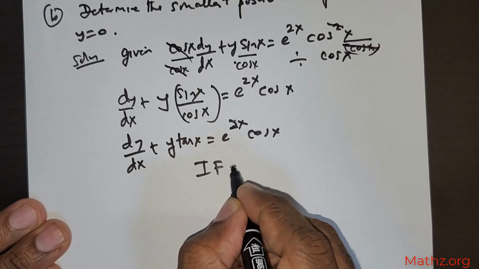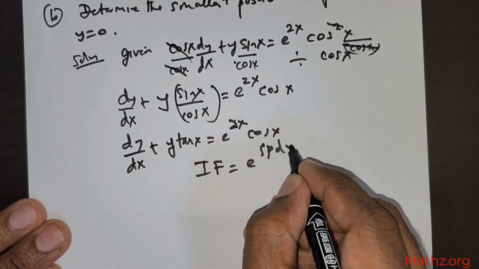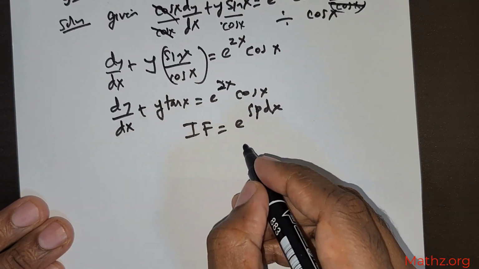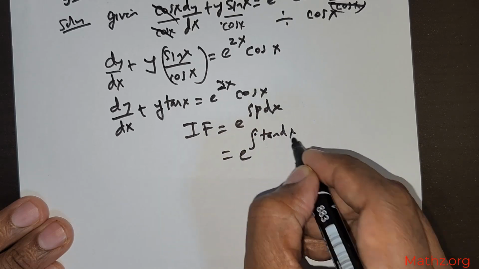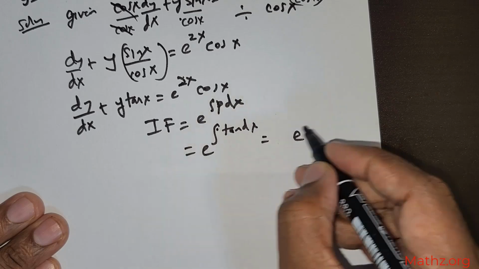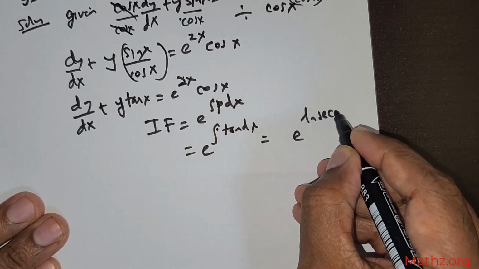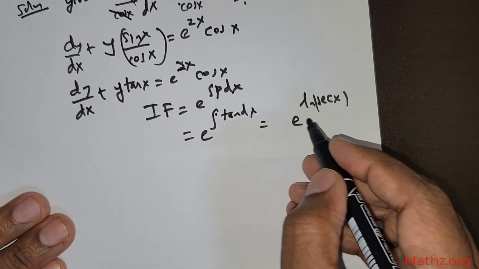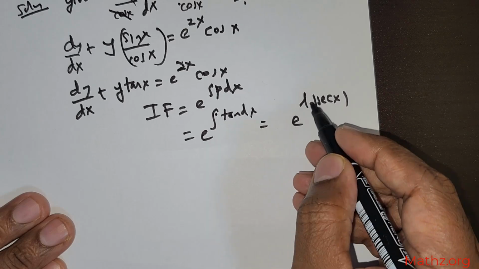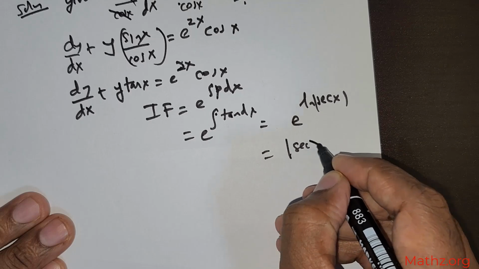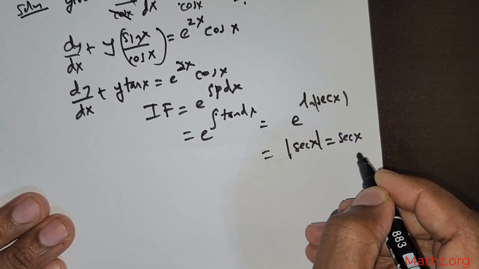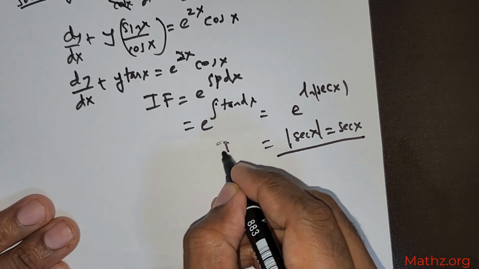Now we need the integrating factor, which is e raised to the power of integral p dx. So my p is tan x, so it's e raised to the power of integral tan x dx. The integral of tan x is ln of secant x. So the base e and the natural ln get neutralized, giving me secant x, and this is my integrating factor.